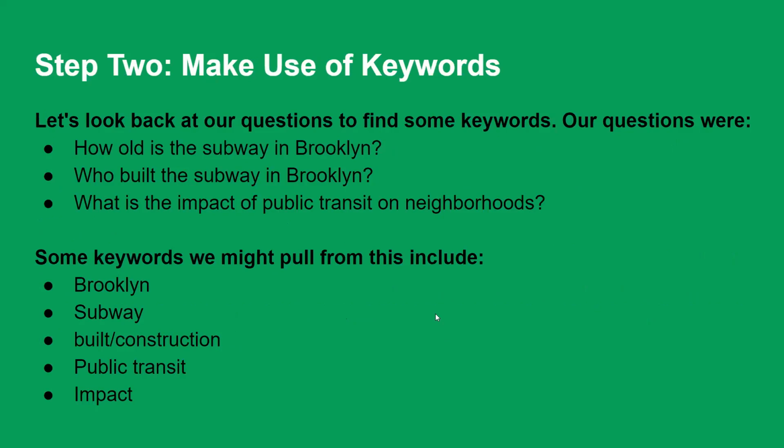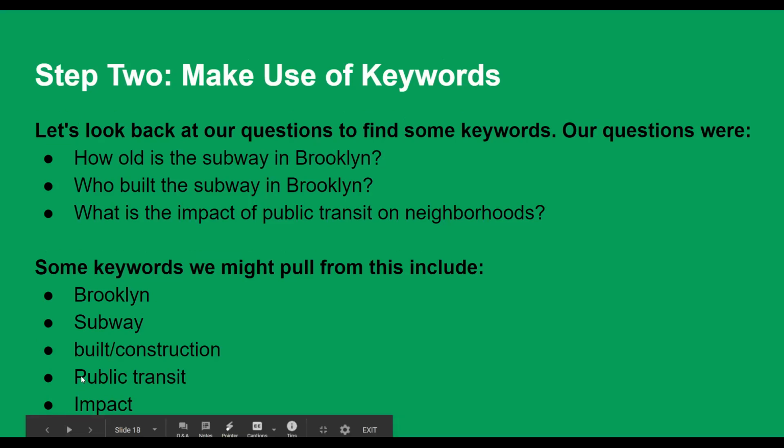So let's look back at our questions and find some keywords. My questions again: how old is the subway? Who built the subway in Brooklyn? What's the impact of public transit on neighborhoods? So some important keywords. Well, obviously, I need Brooklyn. Subway, I'm thinking a lot about the subway. And I might use construction or built. I might think more broadly than the subway and think about public transit. I might use the word impact. I actually didn't put the word neighborhood as a keyword, but that might end up being a good keyword. Often as we do a search online, we think of new keywords and we add to them.